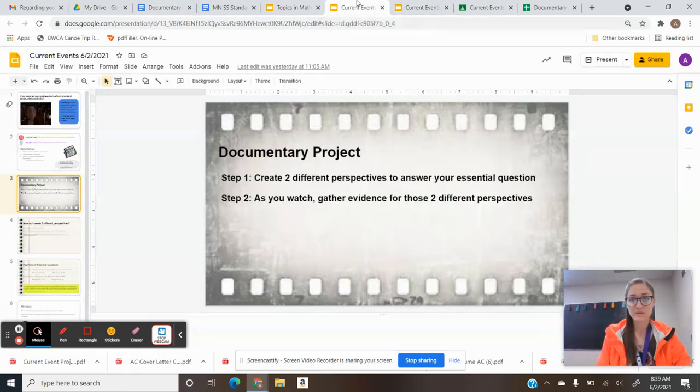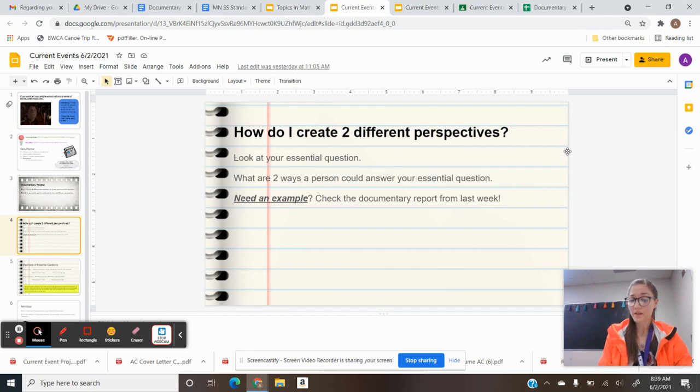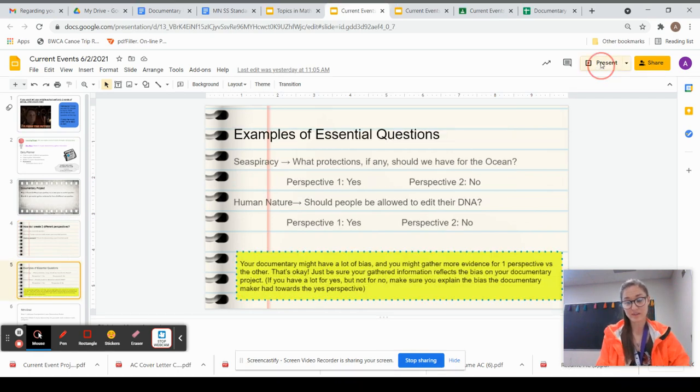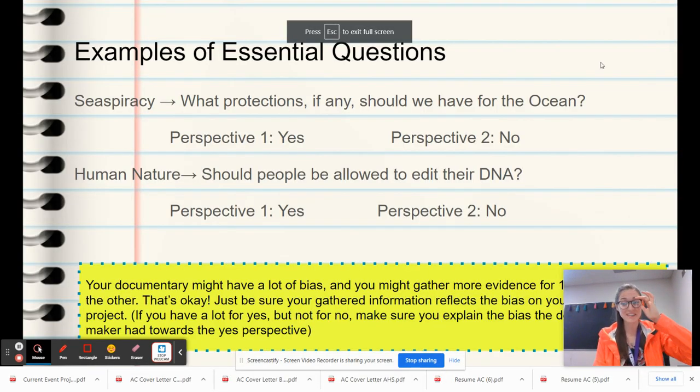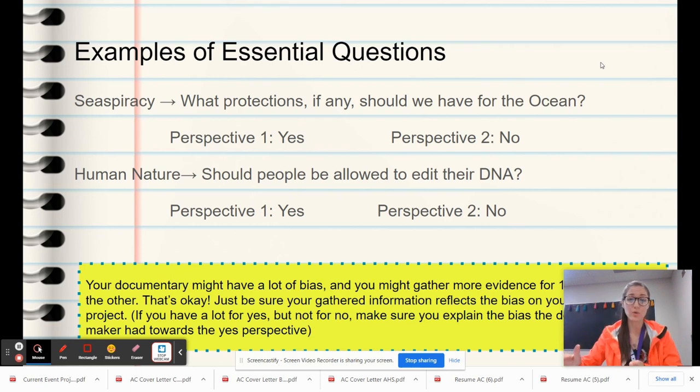All right, so you might be wondering how to do those perspectives. Go ahead and look at your essential question and think about two ways a person could answer your essential question. So here are some examples using the examples that I gave you guys yesterday. If you were doing Seaspiracy and your essential question was, what protections, if any, should we have for the ocean? Perspective number one would be like, yes, there should be a lot of protections, and perspective two would be, no, there shouldn't be any or very few protections.